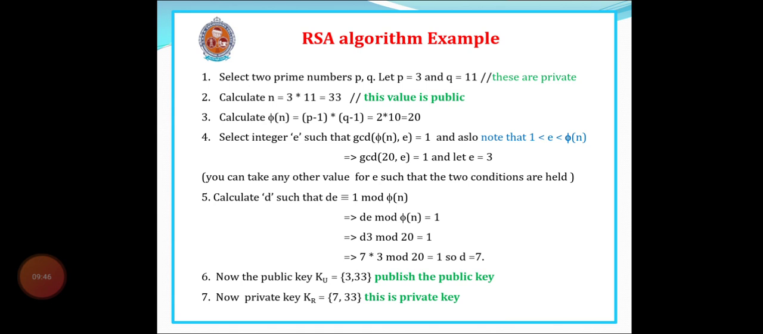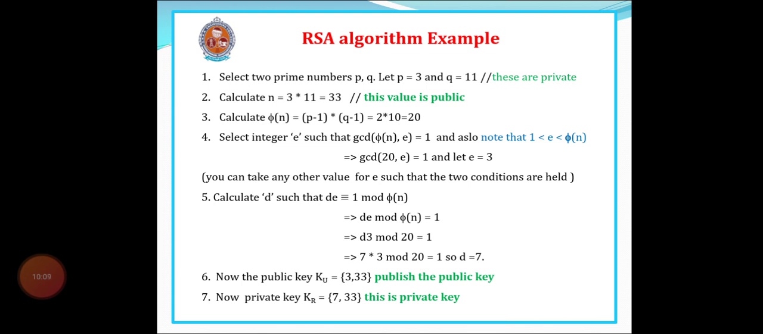Now we have to select the integer e such that GCD of phi of n comma e equal to 1, and also note that 1 less than e less than phi of n. GCD of 20 comma e equal to 1. We have to select the integer e such that GCD of 20 comma e equal to 1.